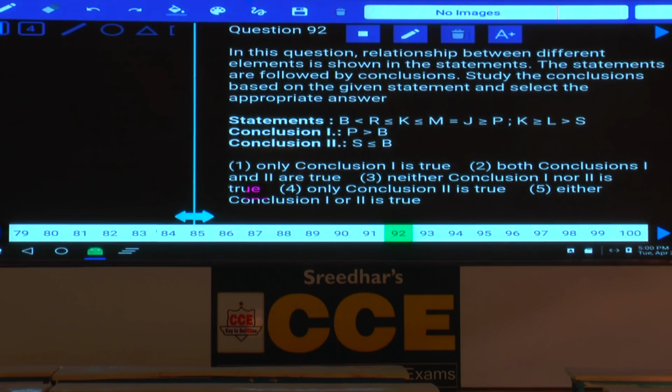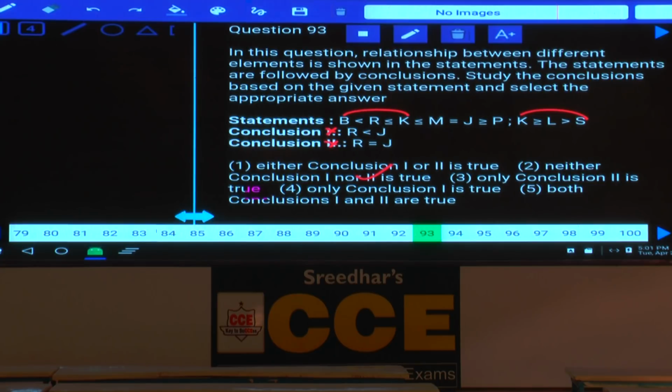Then 92, P and B. B is here and P is here. Between P and B there is 1 lesser than and 1 greater than, two opposite symbols, so the first conclusion cannot be drawn. And the second one, S and B. B is here and S is here. Tell me what is the letter which is common here? K is common. Now between B and K, what is the element here? Lesser than. And K and S, the relation is greater than. Two opposite symbols, no relation can be drawn. Then what is your answer here? Neither 1 nor 2, that is choice 3. Done with this? 92.